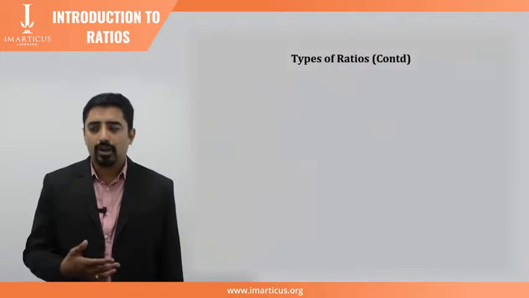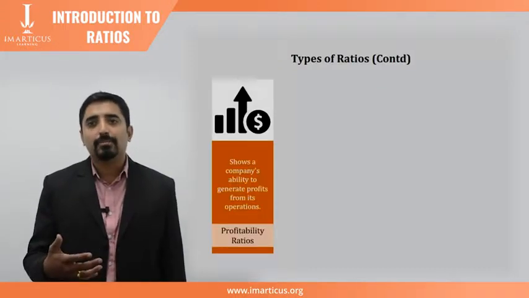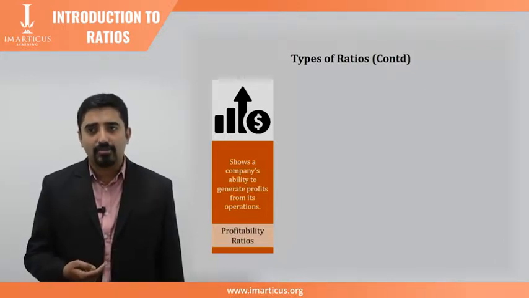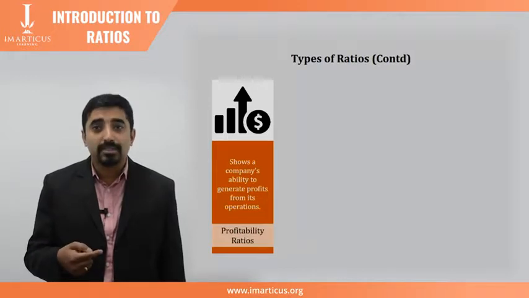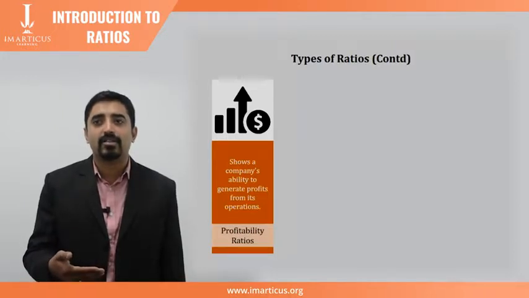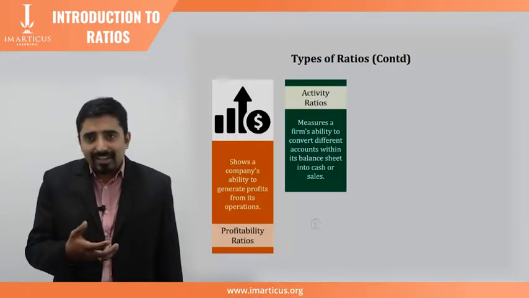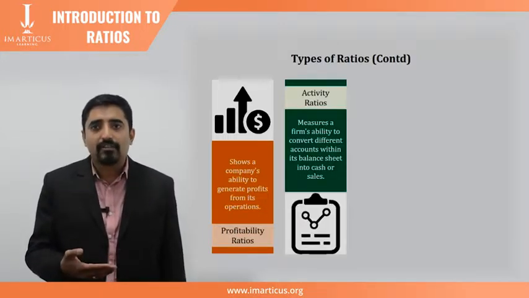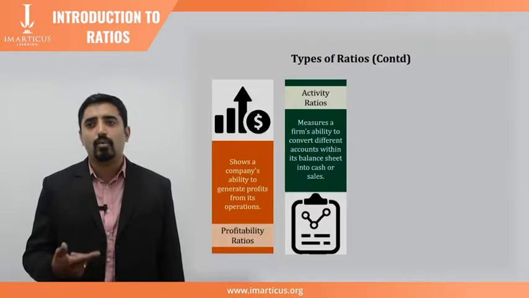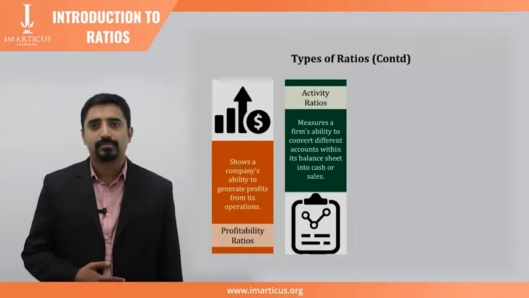Next, let's continue talking about different types of ratios. Profitability ratios show a company's ability to generate profits from its operations. They are a class of financial metrics that are used to assess a business's ability to generate earnings compared to its expenses and other relevant costs incurred during a specific period of time. On the other hand, activity ratios measure a firm's ability to convert different accounts within its balance sheet, such as inventory, receivables, payables, etc. into cash or sales.